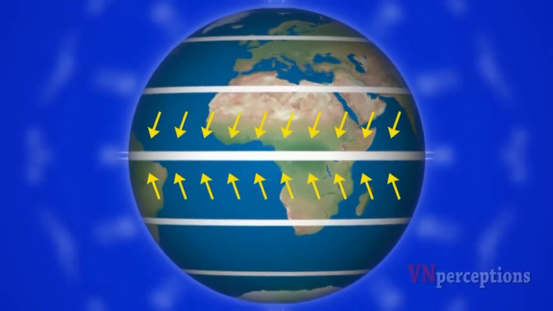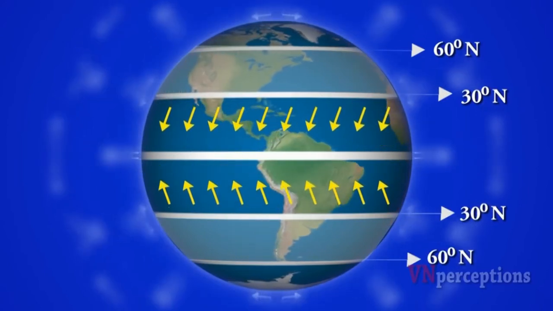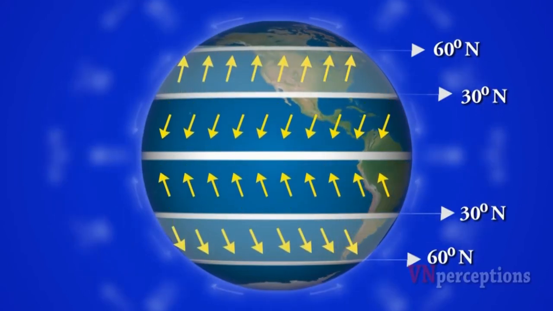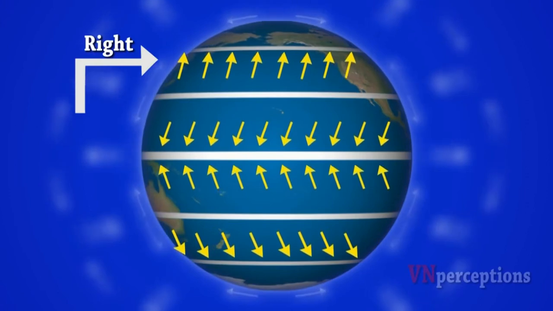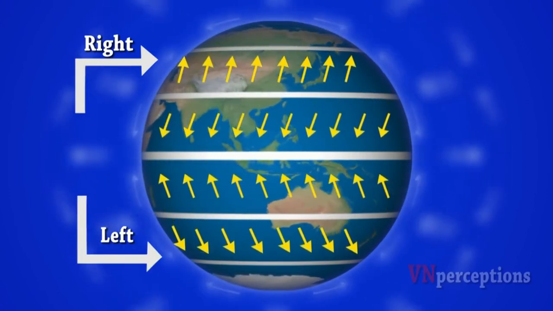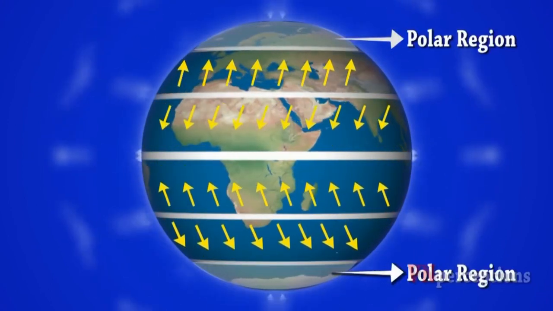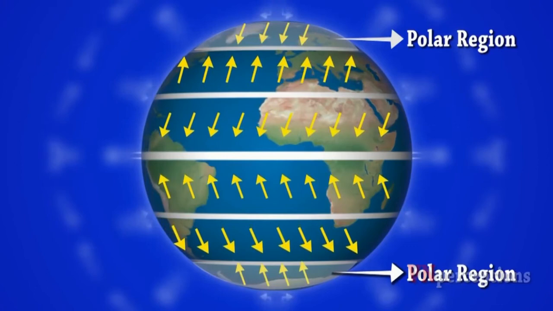In the same way, in between 30 and 60 degree north and south, the wind bends towards right and left in the northern and southern hemispheres respectively. Even at the polar region, the same phenomenon can be seen.